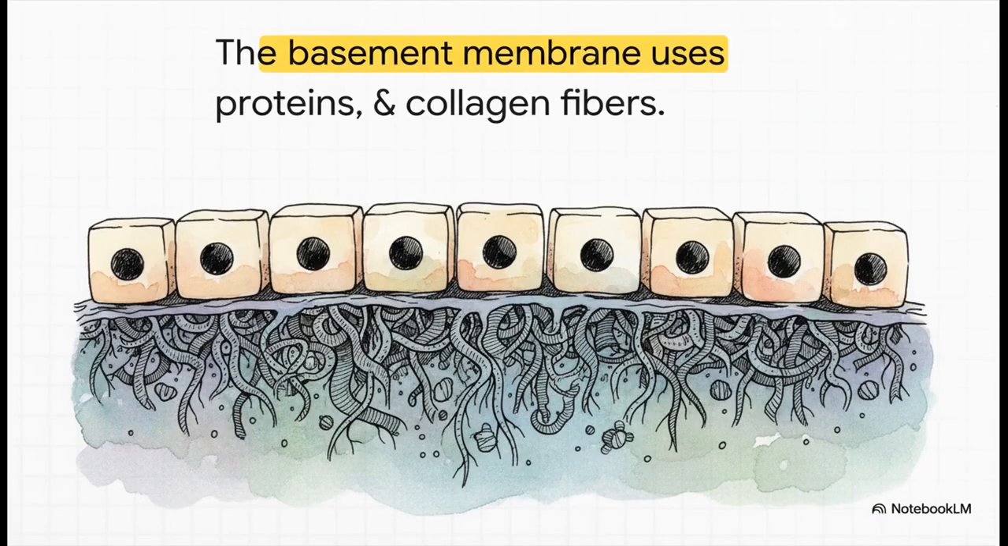But you might be wondering, how do these continuous sheets actually stay in place? They can't just float there. The crucial point is that they rest on a very specific foundation. These cells are attached to what the notes refer to as the basement membrane. And this isn't just empty space, guys. It has a highly specific biochemical makeup composed of mucopolysaccharides, proteins, and collagen fibers. This complex membrane is the literal anchor that keeps your body's lining safely secured.